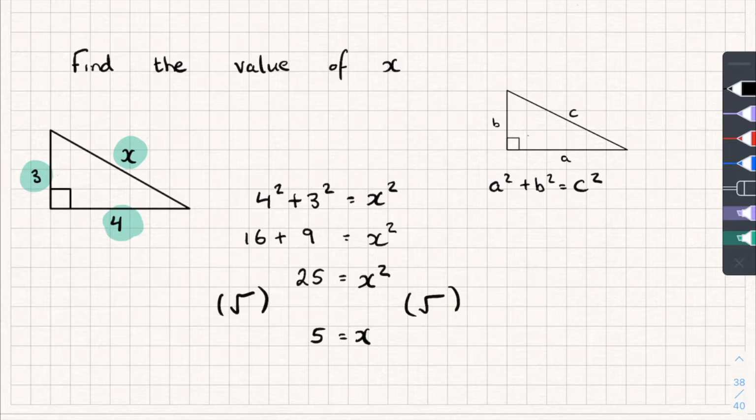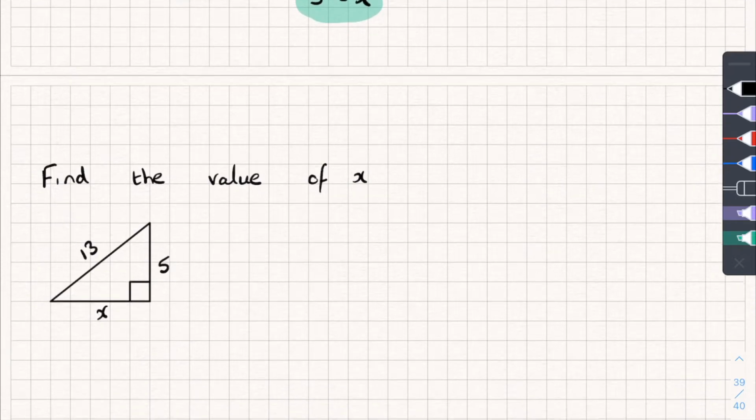Now you might be wondering, usually when you take the square root you get a positive and a negative answer. The reason we ignore the negative answer is because it's a length, isn't it? You can't have a negative distance, so we only accept the positive one. So therefore, this missing side x is going to be 5. Nice and easy.